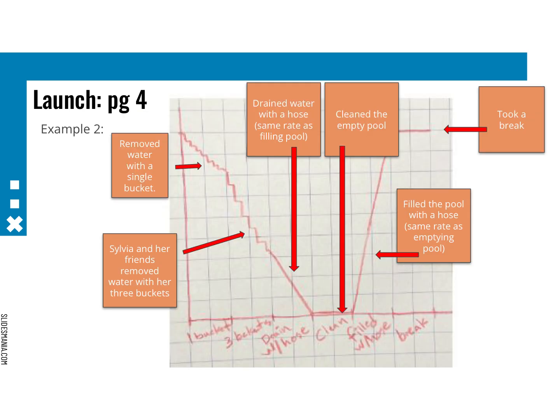Here is example number 2. So she removed with a single bucket, decided to go ahead and have 3 buckets, her and her friends. That didn't work, so she went to the hose. It went ahead and drained it. She is cleaning the pool, so there's no water, nothing's changing, so during that time frame, the water level's not changing. And then she filled up the pool, and then this is where they took a break at the end.